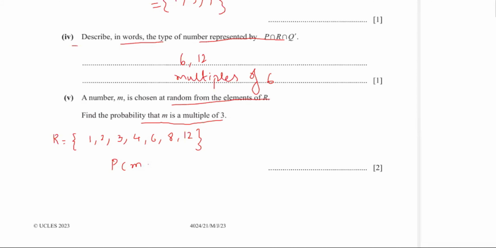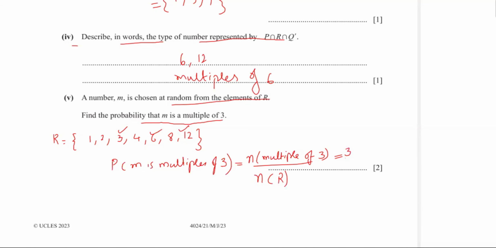Now the probability of m is a multiple of 3 is equal to the number of elements that are multiples of 3 over the total number of elements in R. The multiples of 3 you see here are 1, 2 and 3. The number of elements is 3. The total elements are 1, 2, 3, 4, 5, 6, 7. That is 7. Therefore, the probability will be 3 over 7.